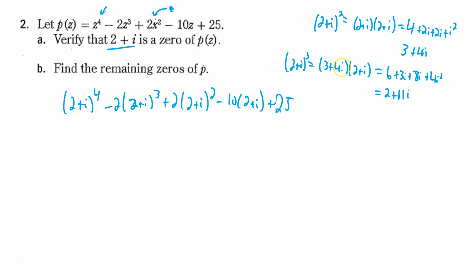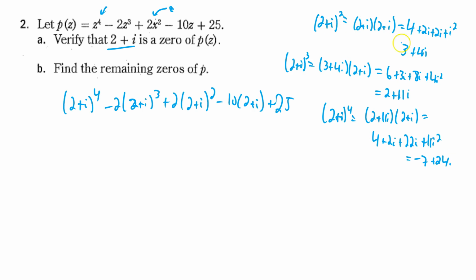And then if we do it to the fourth power, we'd have to multiply that one more time by 2 plus i. So (2 plus i) to the fourth is going to be 2 plus 11i times one more 2 plus i. And that would be 4 plus 2i plus 22i, and then plus 11i squared, which is minus 11. So this would be negative 7, looks like plus 24i.